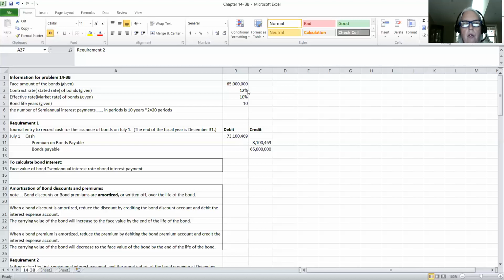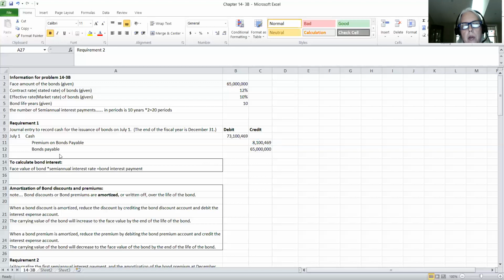Because the contract rate of interest was higher than the market rate of interest, the bonds will sell at a premium. A premium on bonds payable is what we call an adjunct account. We discussed this in a previous meeting. An adjunct account will add to the face value of the bonds on the balance sheet. And I'll also show you that in just a minute. The premium on bonds payable amount is determined by finding the difference between the bonds payable's face value and the amount that we received in cash. The difference between these two figures is $8,100,469. It's a plug figure, in other words.